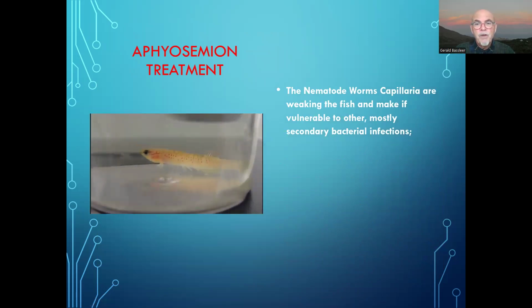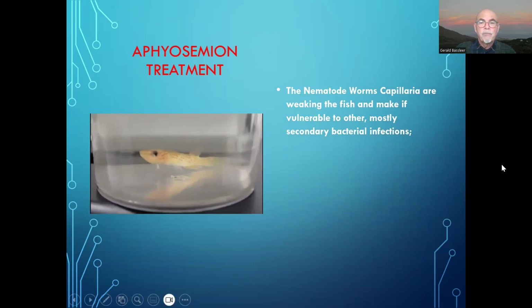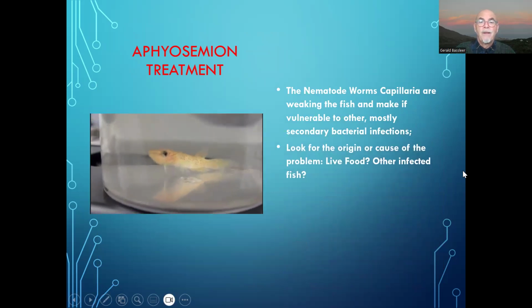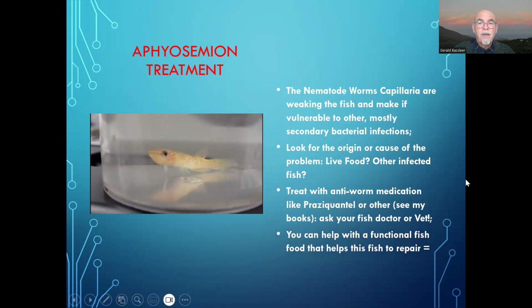The fish becomes weak or thin due to the worms, and there is a big risk that they afterwards get secondary bacterial infections. Look for the origin. Usually it's feeding live food or other infected fish that are in the tank. Treat with an anti-worm medication like praziquantel, or other medications that I explain in my books on fish diseases, or ask your fish doctor or veterinarian. Meanwhile, you can help with a functional fish food that helps in the repair during this infection.